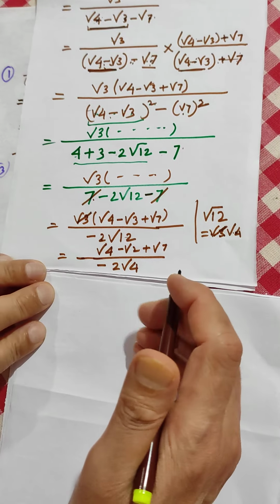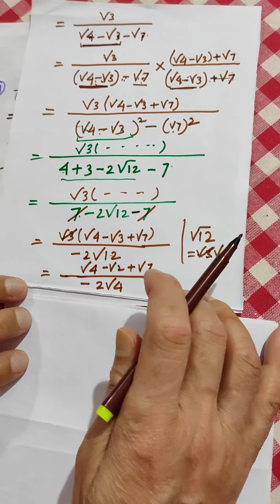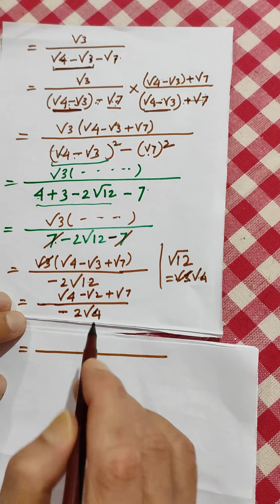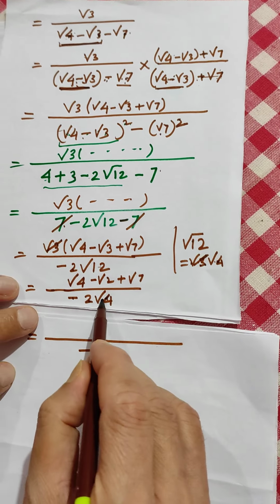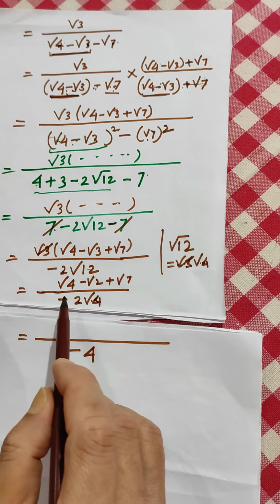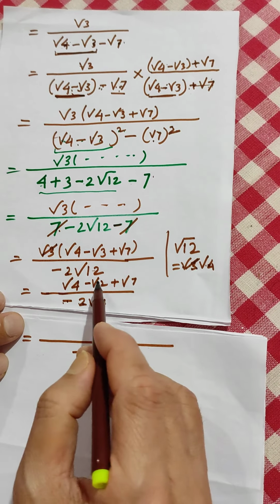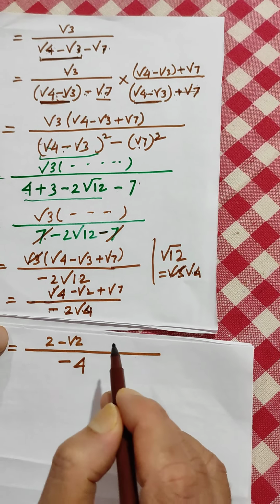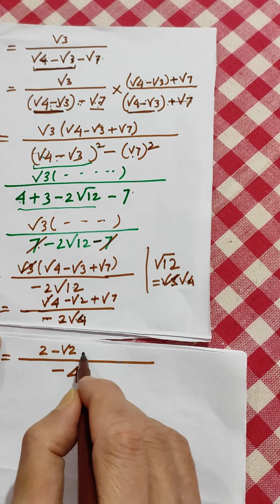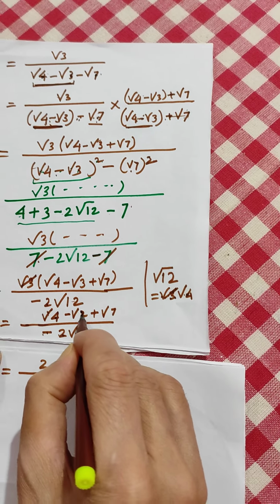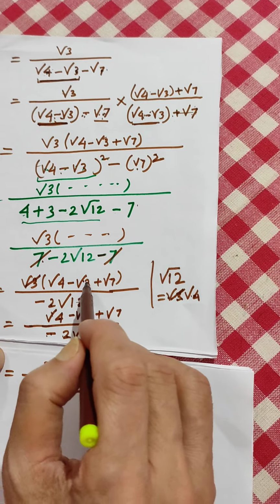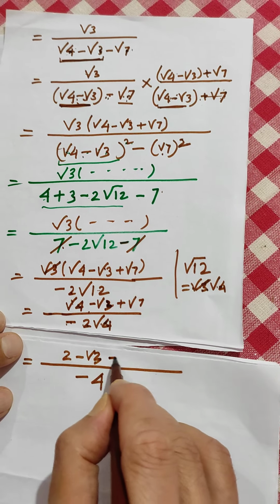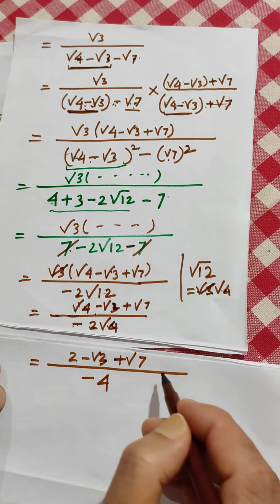Now it is equal to, root 4 is 2, so minus 2 into 2, that is minus 4. Square root of 4 is what? 2, so minus 2 into 2, 4. And the numerator, square root of 4 is 2, so 2 minus root 3. Oh sorry, this was root 3, not root 2. So this is 2 minus root 3 plus root 7. So we got the answer.